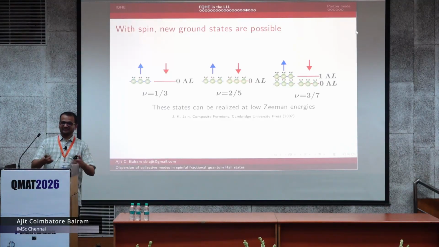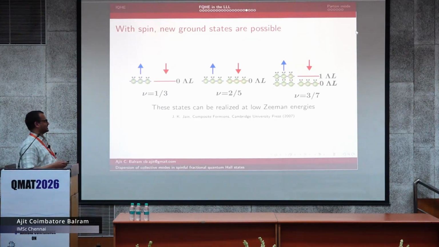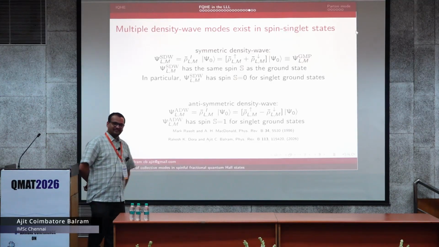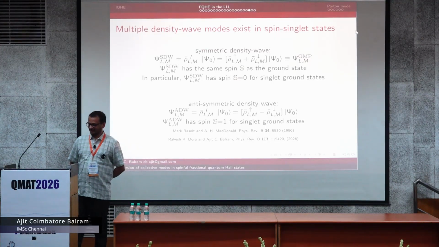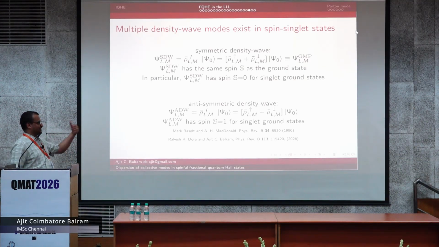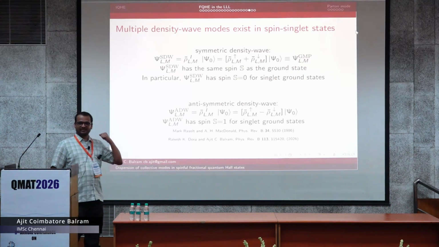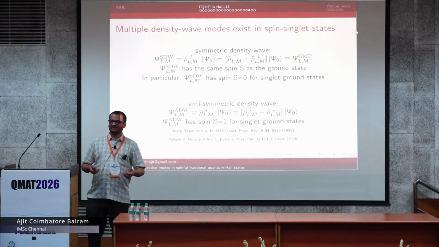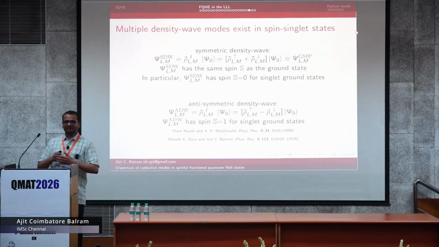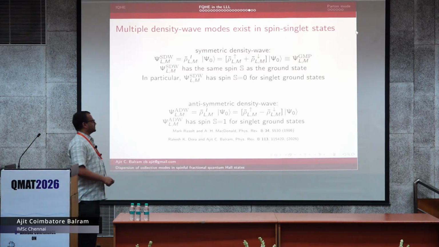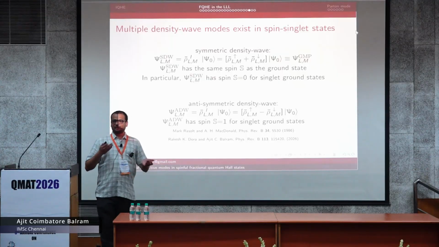Because of that, these new ground states also host some interesting spin modes. Firstly, multiple density wave excitations can now arise in these states. I'm going to restrict myself to just spin singlet states, and particularly to this 2/5 spin singlet state that we saw. Here multiple density modes can arise because you now have 2 kinds of density operators. You have a density operator for the up spin and a density operator for the down spin. And you can look at the symmetric and antisymmetric combinations of these.